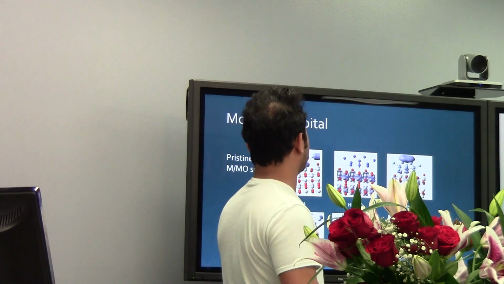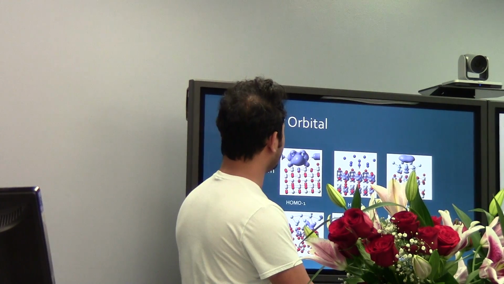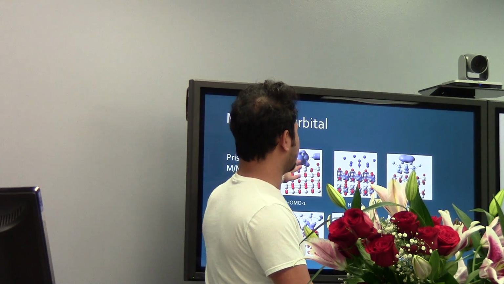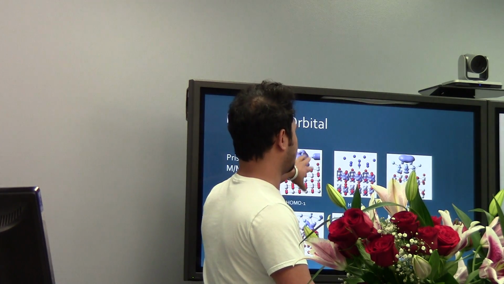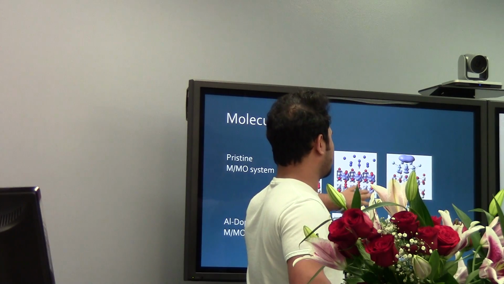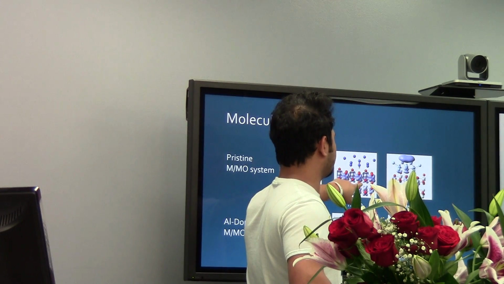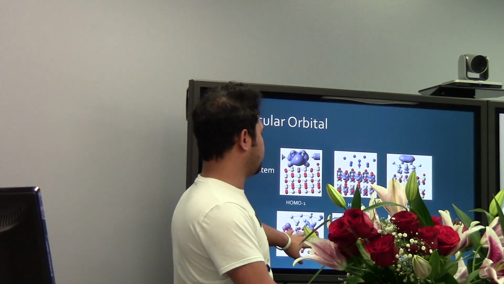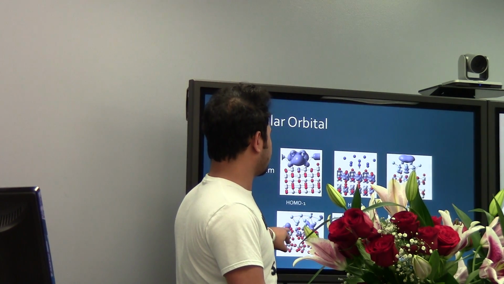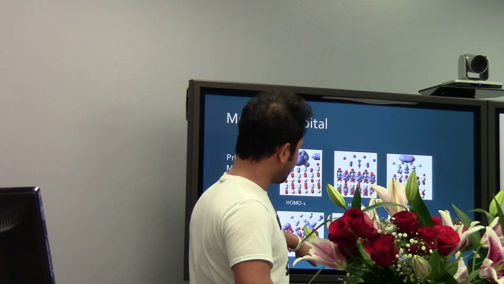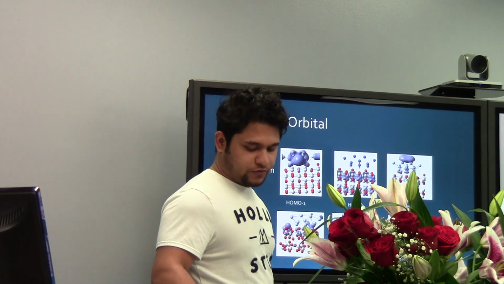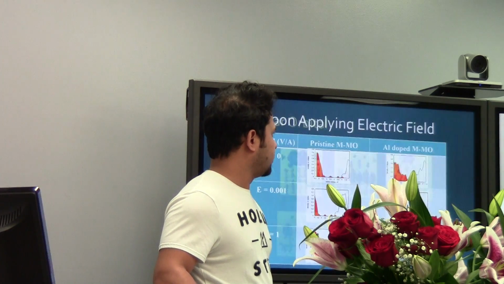This one is just the orbital showing of these two previous ones. As shown in the previous slide, this electron is almost localized on the metal part. In the LUMO it is the metal part with the oxide layer, but in the case of the doped system, this electron is localized on the metal part also. And this is some other presentation of the previous slide.